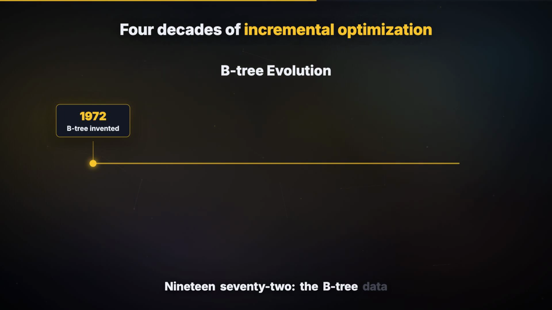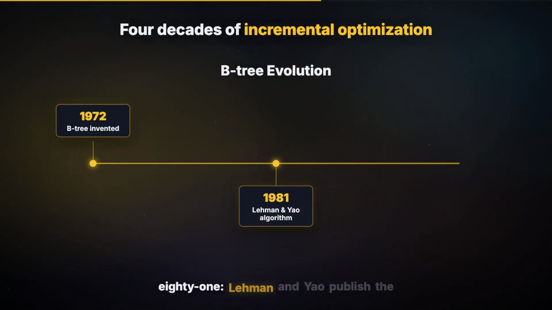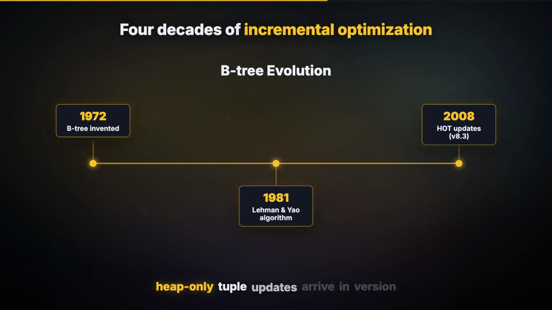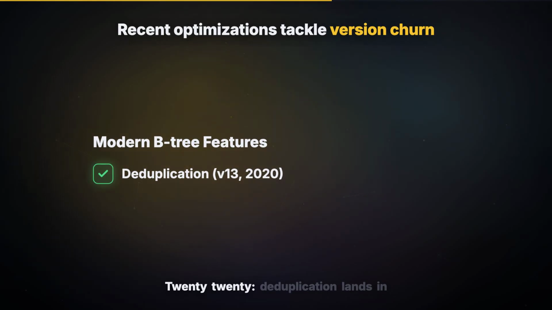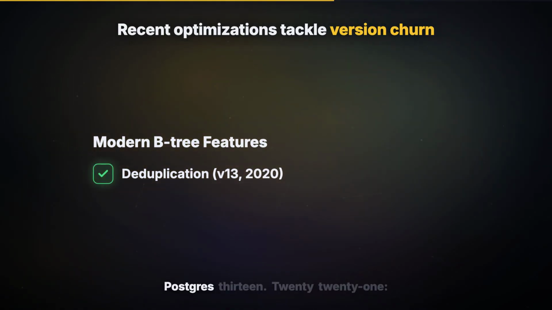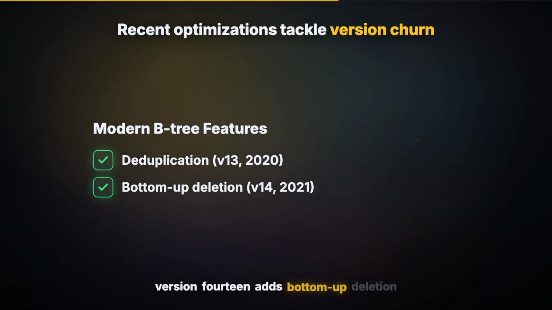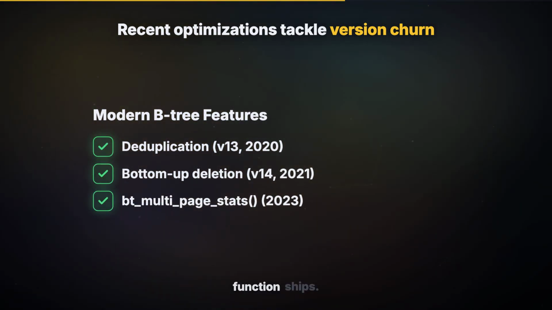1972, the B-tree data structure is invented. December 1981, Lehman and Yao published the high concurrency algorithm Postgres still uses today. 2008, heap-only tuple updates arrive in version 8.3. 2020, deduplication lands in Postgres 13. 2021, version 14 adds bottom-up deletion to fight page splits before they happen. 2023, the multi-page stats function ships.